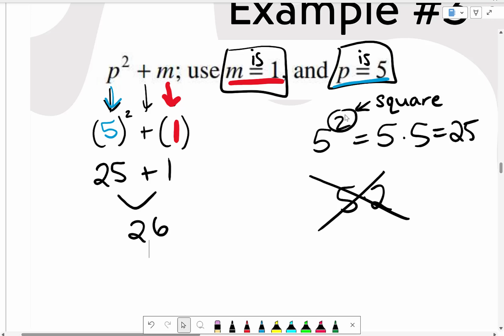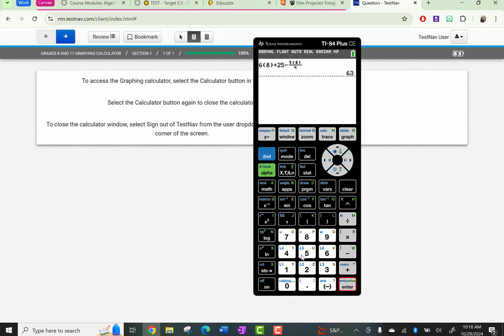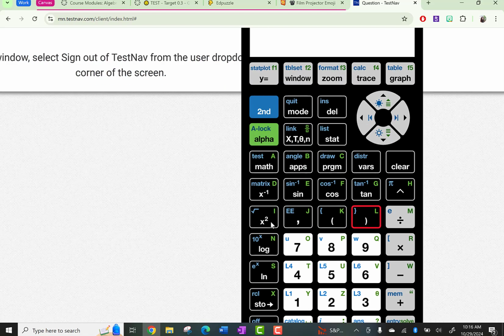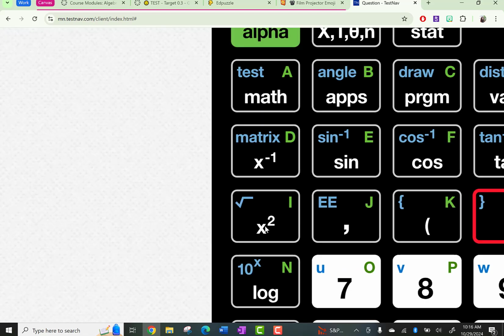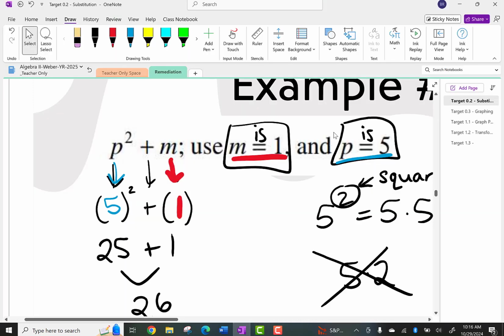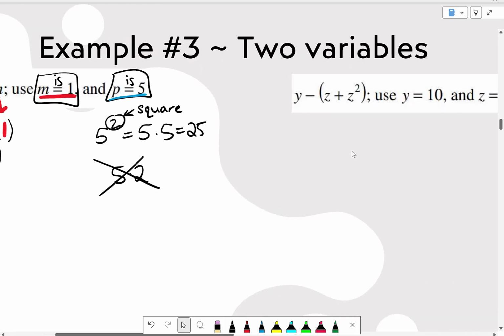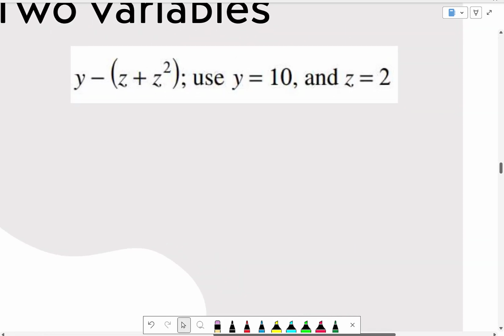Okay, if you need to do this in the calculator, I'll show you where the exponent button is. So we have parentheses 5, parentheses, and then right here is where you have the square button. Okay, so I'm going to click that, and then plus 1. Okay, and it should be 26, which is what we got. Okay, now we have the next example problem. So you're going to have 2 minutes to do this, and then you're going to have the multiple choice question, and you can check if it's correct.